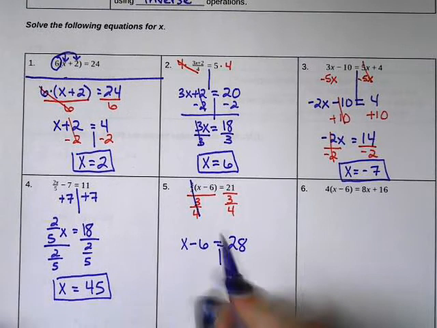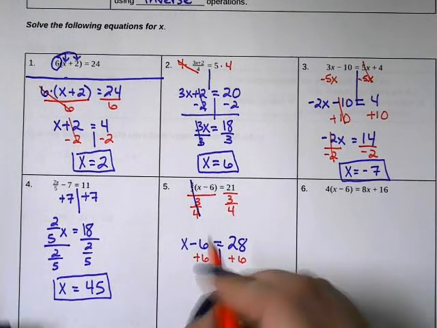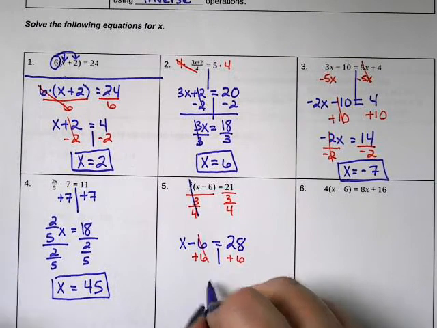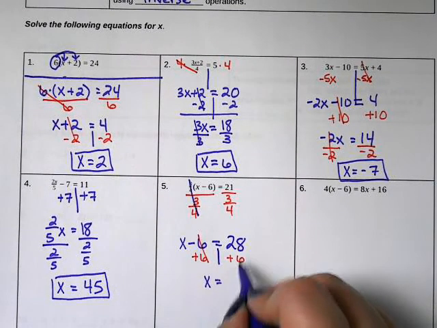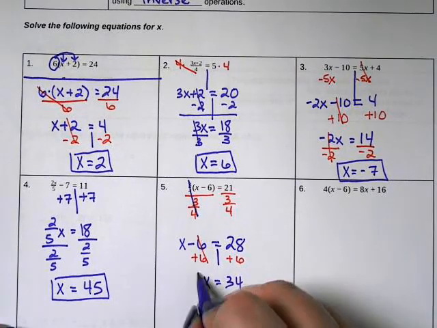Now we can look at it and see the next thing we have to do to get x alone is simply just add 6 to both sides, because then those cancel, and we get that x is equal to, what would that be, 34? Yeah, 34.